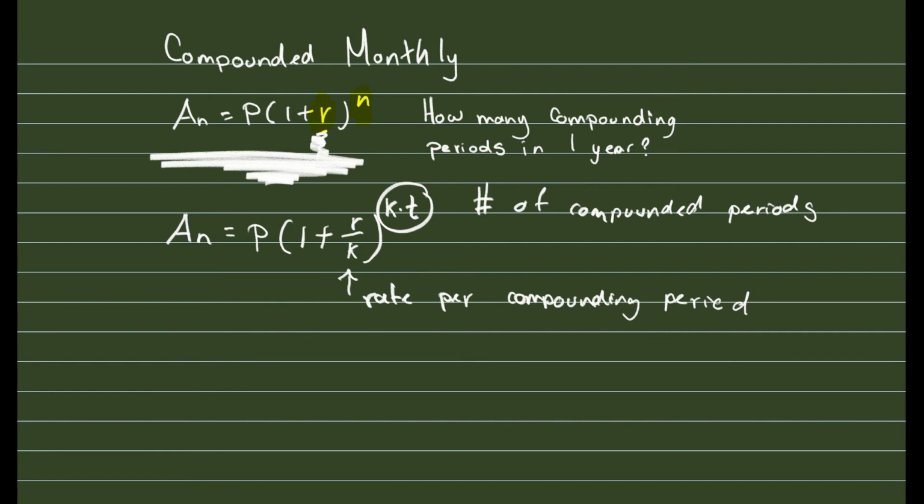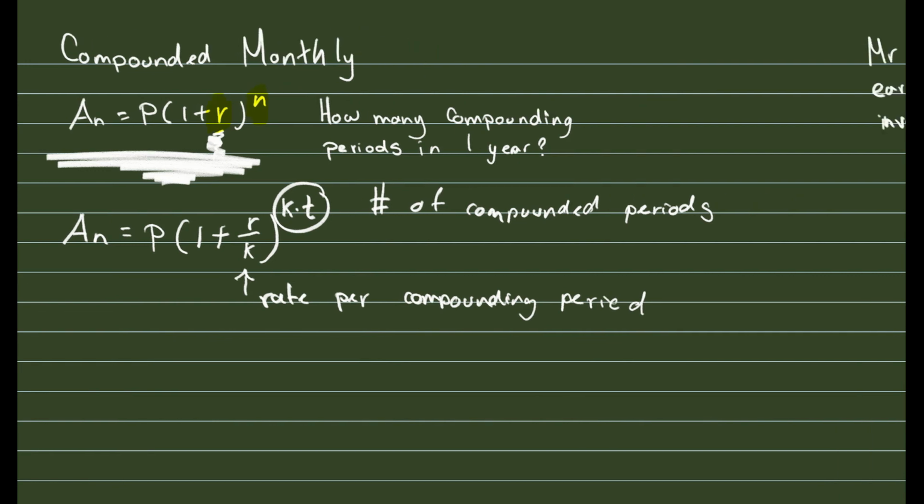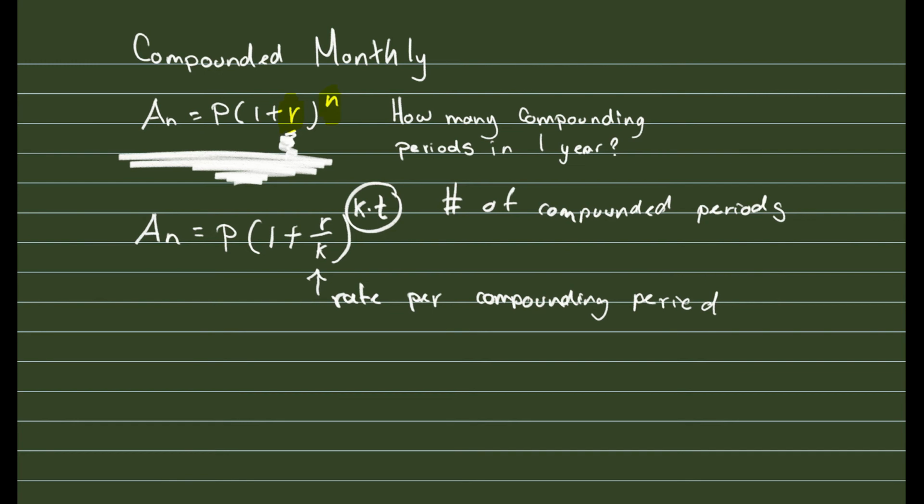Let's do an example, but first let's finish this one. A_n is equal to P times 1 plus the rate divided by 12, to the power 12 times t, in this case.